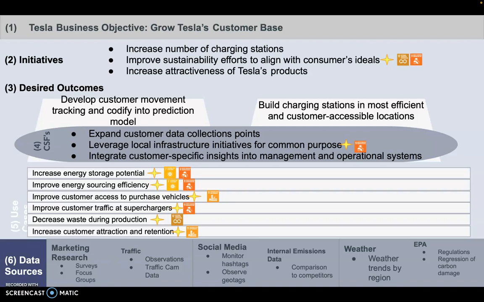So for our initiatives, improve sustainability efforts to align with customer ideals. In our critical success factors, leverage our local infrastructure initiatives for common purpose. And then for our use cases, we can increase energy storage potential, improve energy sourcing efficiency, improve customer access to purchase vehicles, improve customer traffic at superchargers, decrease waste during production, and increase customer attraction and retention.